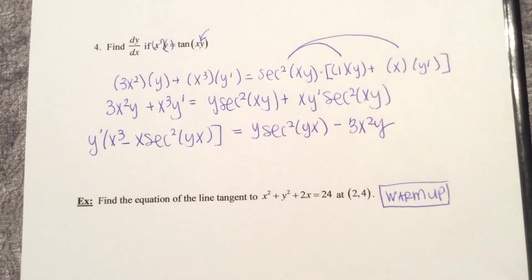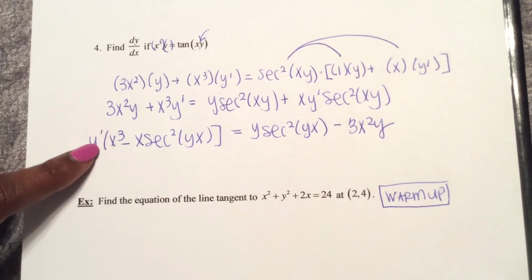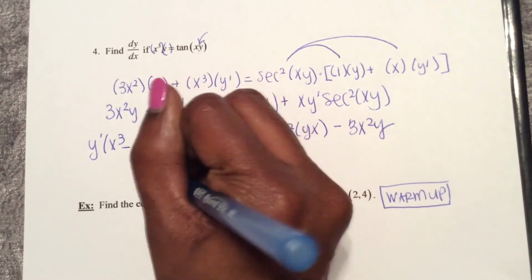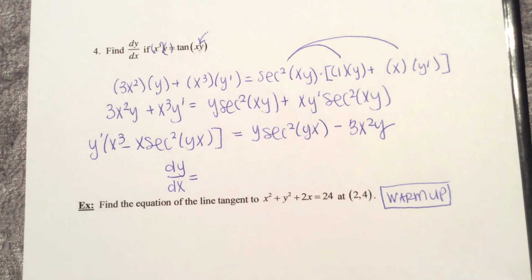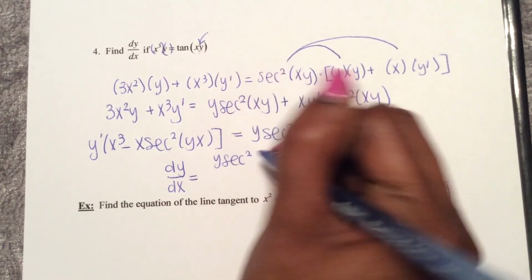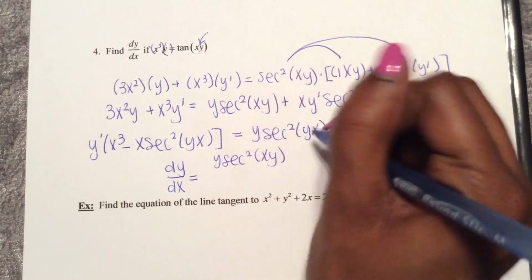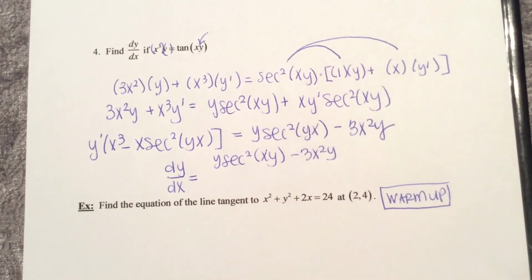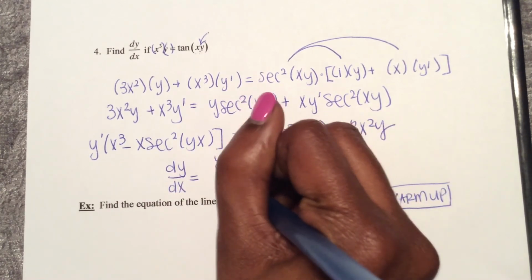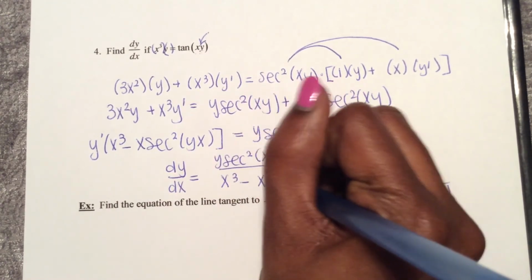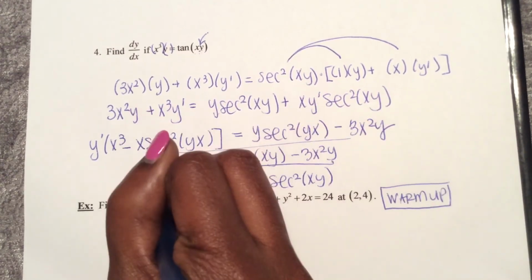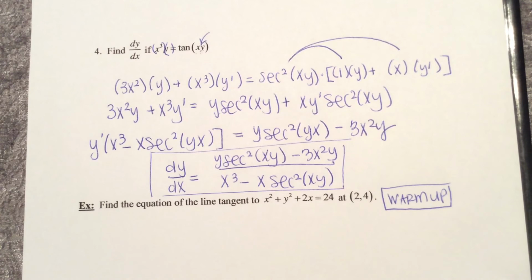So now my last step is to solve for y prime, which was called dy dx in the problem, so I'm going to go ahead and change it back to that now. It would be this y secant squared xy minus 3x squared y divided by this entire quantity, x cubed minus x secant squared xy. So that's using implicit differentiation.